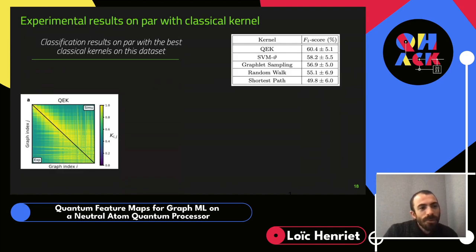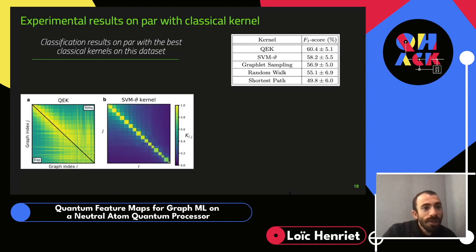And then we wanted to understand more what this shape meant. So we tried to look at other kernel matrices. So I'm showing here the kernel matrix for SVM theta, which is the second best performing kernel. As you can see, both kernels have a particular feature, which is the emergence of size-related diagonal blocks, where graphs of similar sizes share a lot of similarity. So it means that the models identify the size of the graph as an important feature for classification.